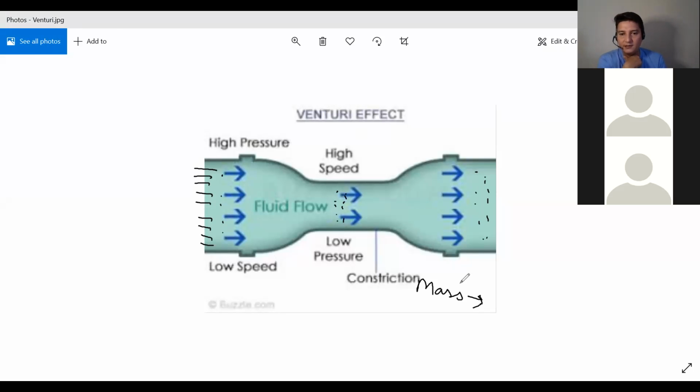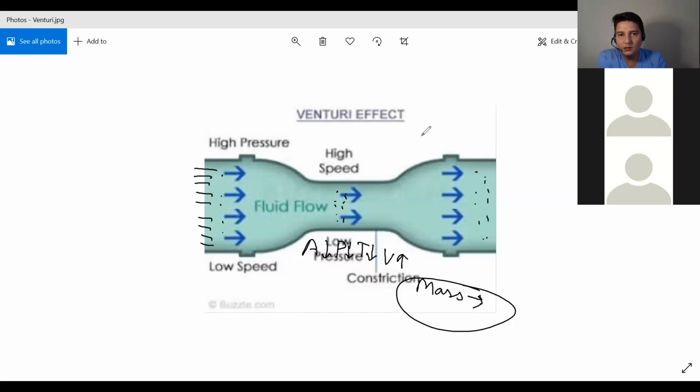And because of this constant mass, he came up with this: if the cross-sectional area is low, then the static pressure will be, can somebody give me the answer? Low. Low, correct. Temperature will be low, velocity will be high, right?